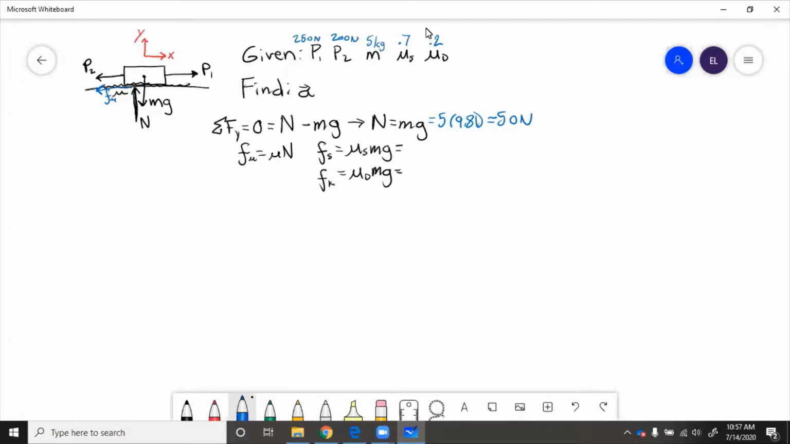And then if we put numbers into here, to get static friction force, we'll have 0.7 times 50 equals 35 newtons. And then for dynamic, we'll have 0.2 times 50, which equals 10 newtons.